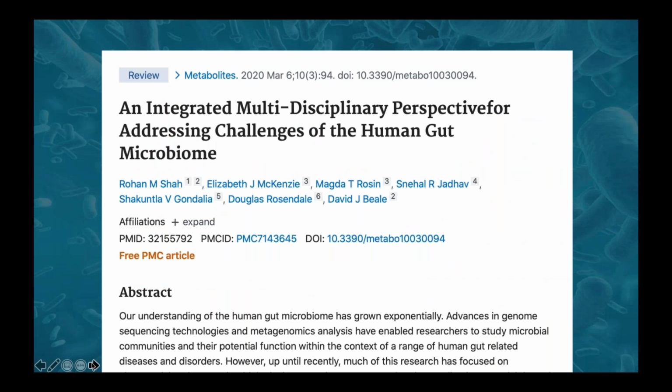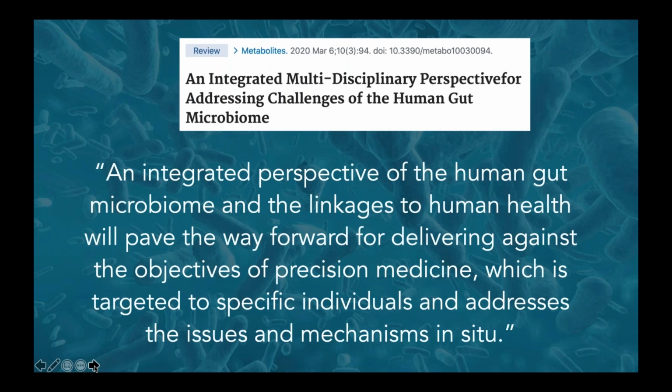And this is the reference for that figure. The article is titled Integrated Multidisciplinary Perspective for Addressing Challenges in the Human Gut Microbiome. I just want to read a brief excerpt from this article, from which that figure is taken. They say: an integrated perspective of the human gut microbiome and its linkages to human health will pave the way forward for delivering against the objectives of precision medicine, which is targeted to specific individuals and addresses the issues and mechanisms in situ, which basically means per patient or in the body.